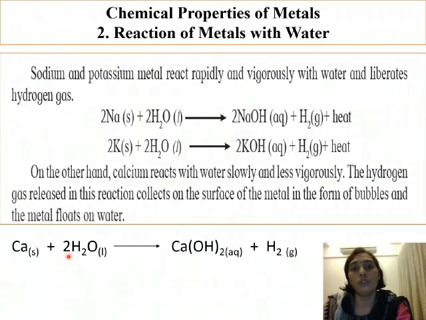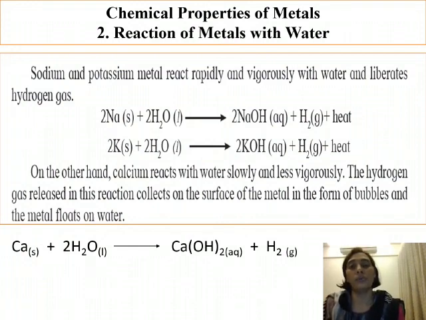So why does calcium float on water? A 2-mark give reason question can be asked to you. You have to write down this balanced equation, and then explain how hydrogen gas bubbles deposit on the calcium piece, and that gives it buoyancy, or makes it very light, and so it starts floating on water. So this is about the 3 types of metals that react with water. We now move on to some more examples of reaction of metals with water.